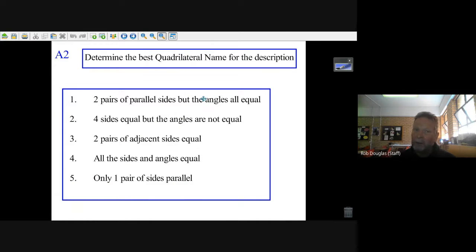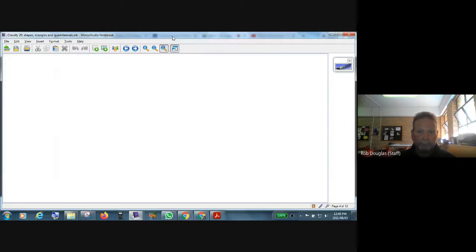It takes some thinking to do these questions. Try and find the best name of a quadrilateral that describes these words here. It's a little trickier than you think.